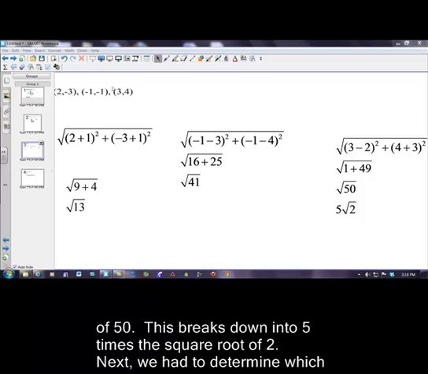I took 3, 4, and 2, -3, and plugged those into my distance formula. I said 3 minus 2, that goes here, and 4 minus -3, that goes here. 3 minus 2 squared is 1. 4 plus 3 squared is 49. 1 plus 49 is 50. 50 breaks down into 25 times 2. The square root of 25 is 5. So we have 5 square root of 2 for the last side.